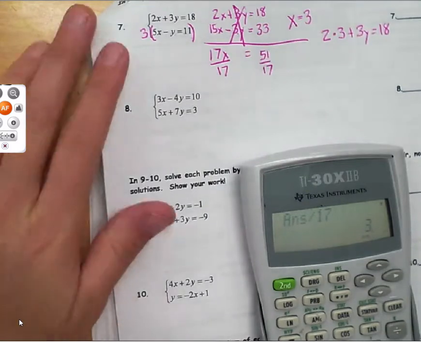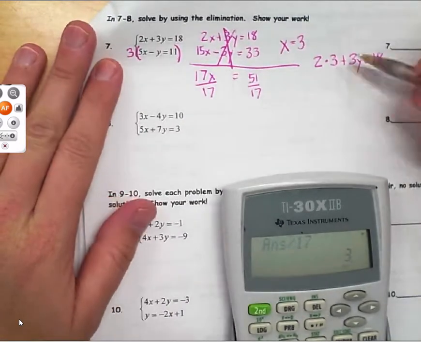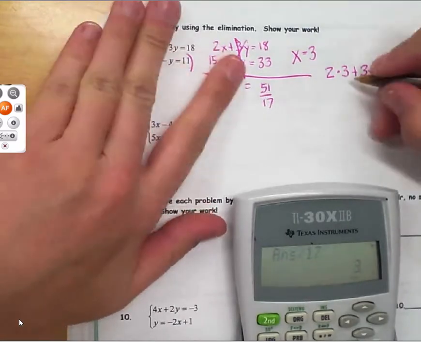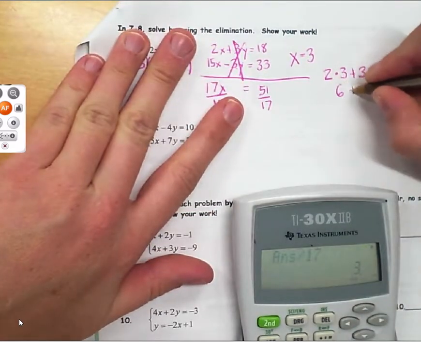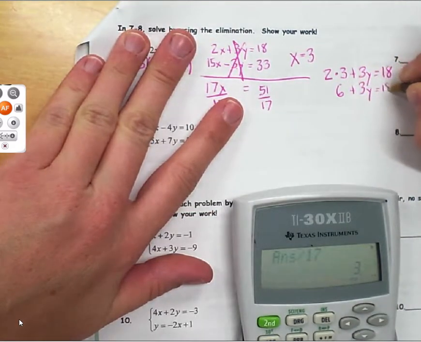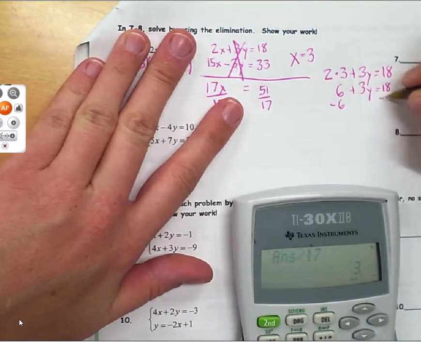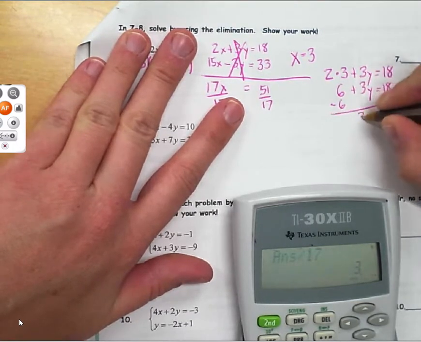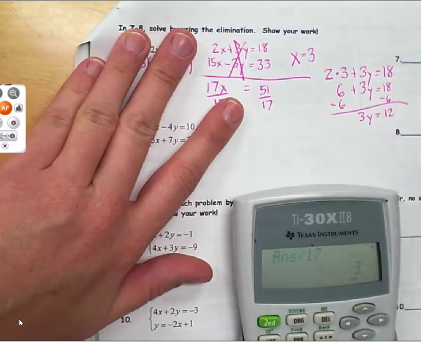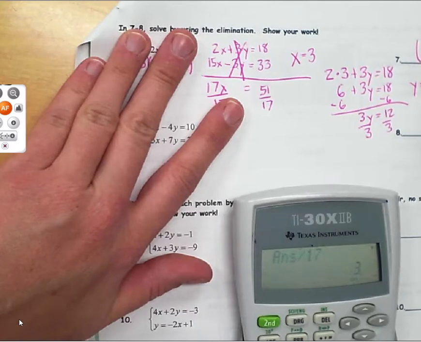2x, we're going to replace the x with the 3, plus 3y equals 18. 2 times 3 is 6, plus 3y equals 18, minus the 6 from both sides. I get 3y equals 12, divided by 3, y equals 4. So the answer is (3, 4).